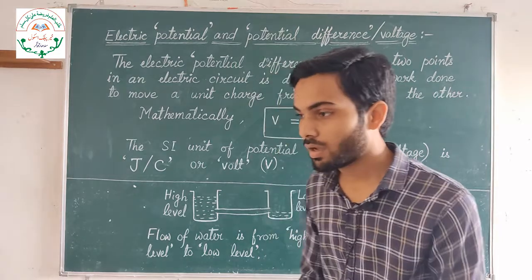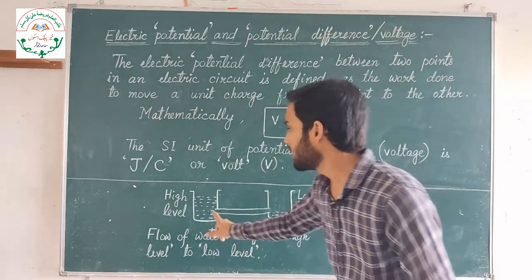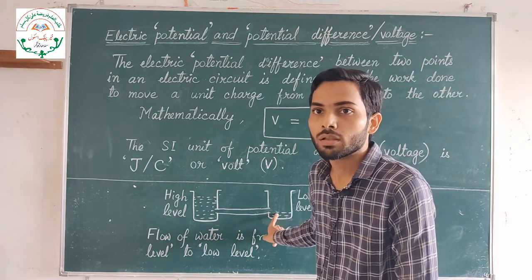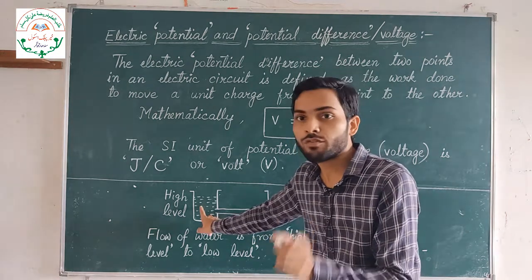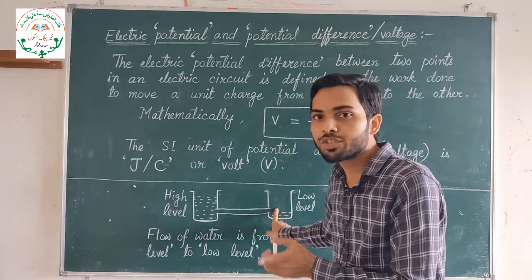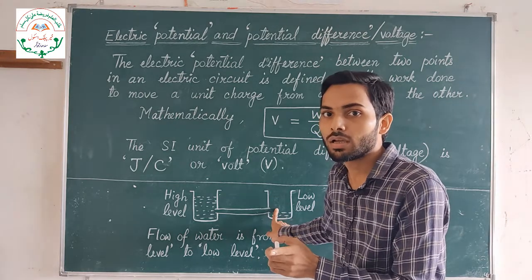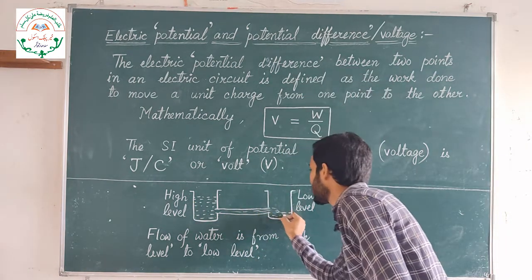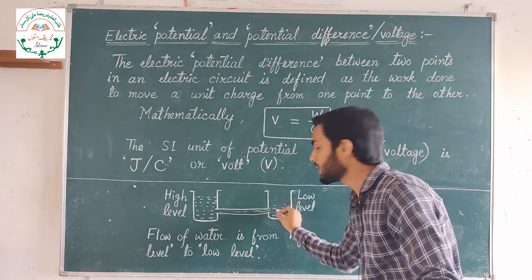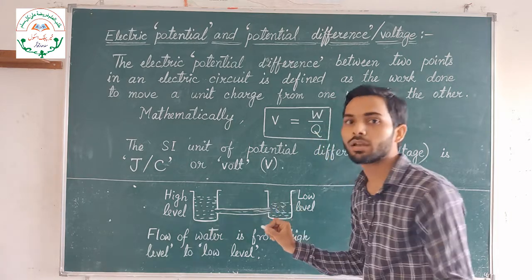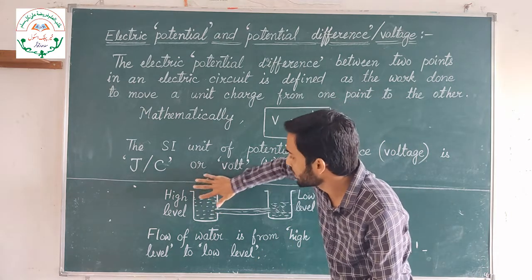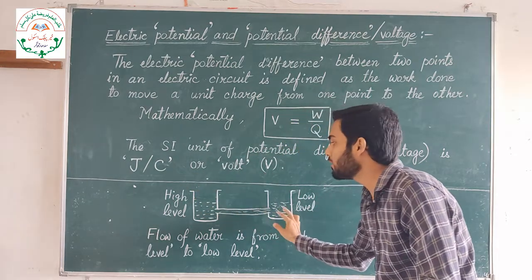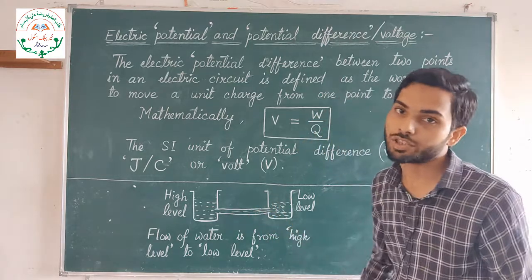And if I ask you for how much time the water of this beaker will flow into this beaker, we can say that water can flow until the level of water in both the beakers is the same. Water is flowing, and the level of water in this beaker is becoming high and the level of water in this beaker is becoming low. So the water will flow until the level of water in both the beakers is the same.